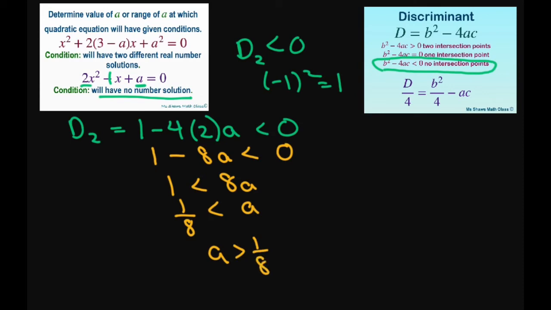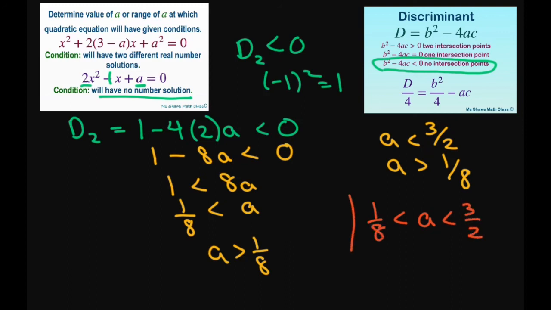Since we have a is less than 3 halves, but a is greater than 1/8, a good way to write this is a is in between, greater than 1/8 but less than 3 halves. So it's in between these two numbers, and that is your range for a.